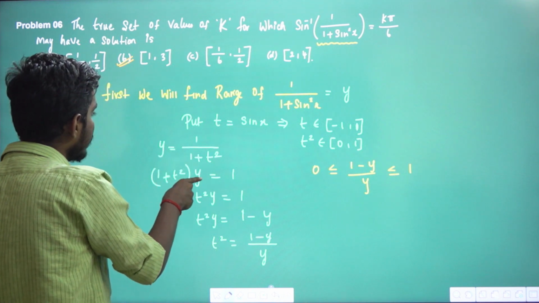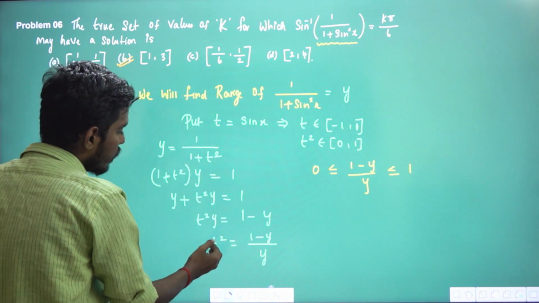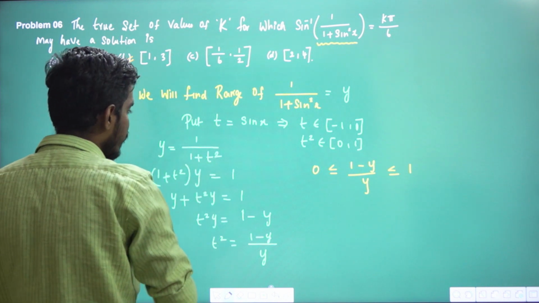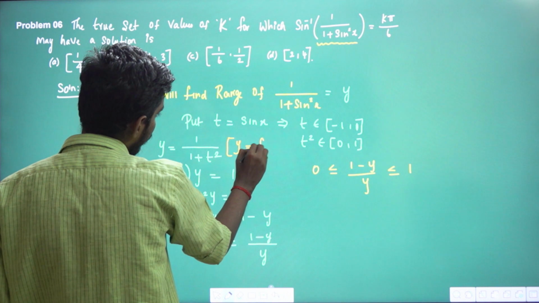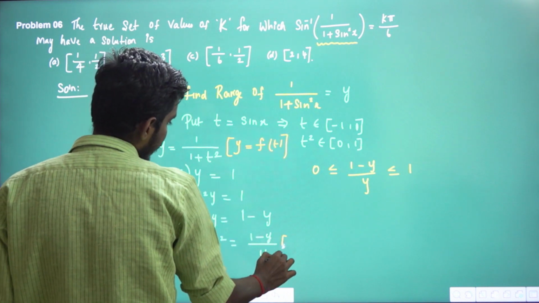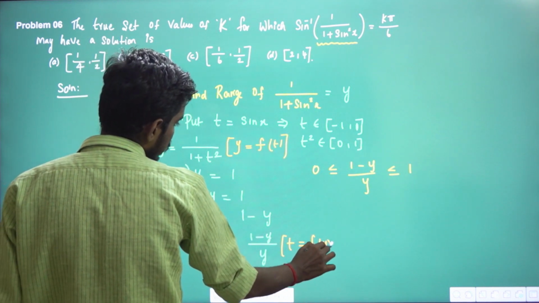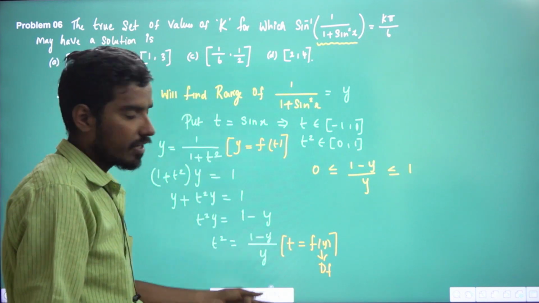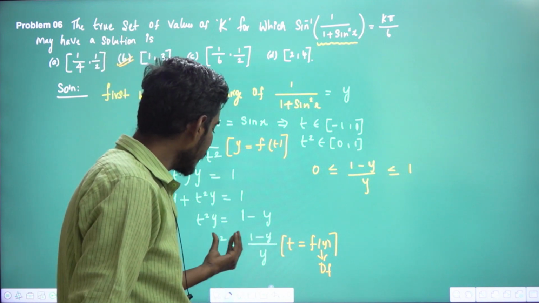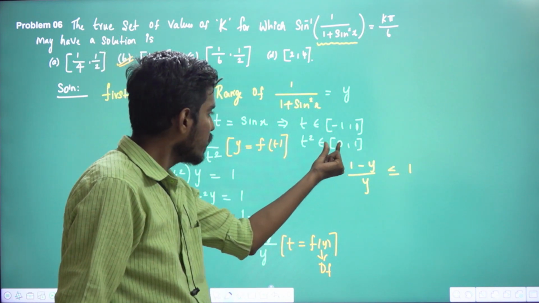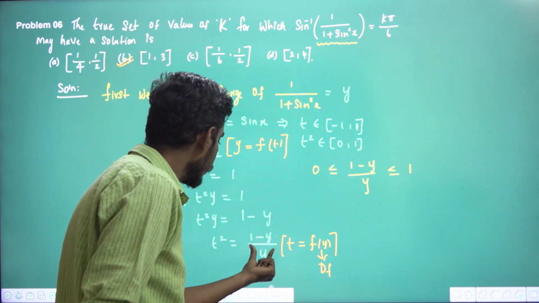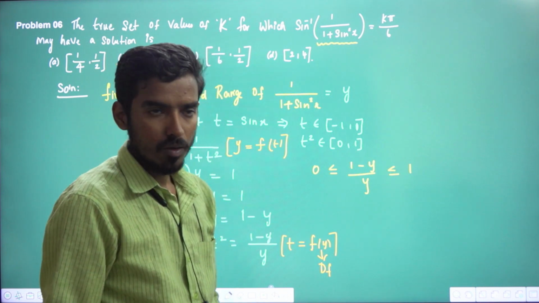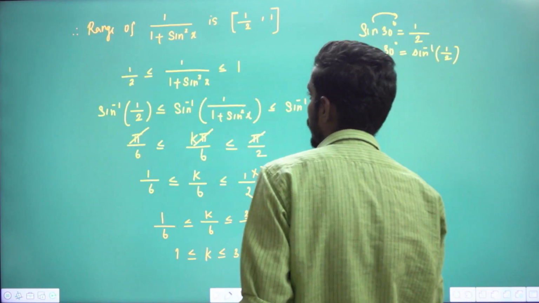So y times 1 plus t square is equal to 1, so y plus y t square equals 1. So I have written t as a function of y, where y is a function of t. So the domain of this is the range for f. You know all that, so you find the domain. We know t square lies in the closed interval 0, 1. So you find all y that lie between 0 and 1. That y turns out to be the closed interval 1/2, 1.